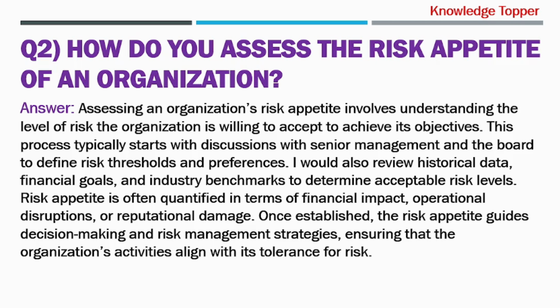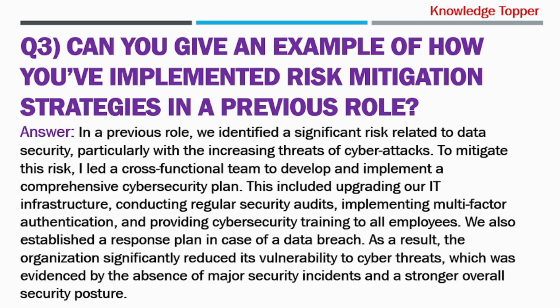So, how you can answer this particular question is that, well, assessing an organization's risk appetite involves understanding the level of risk the organization is willing to accept to achieve its objectives. This process typically starts with discussions with senior management and the board to define risk thresholds and preferences. I would also review historical data, financial goals, and industry benchmarks to determine acceptable risk levels. Risk appetite is often quantified in terms of financial impact, operational disruptions, or reputational damage. Once established, the risk appetite guides decision making and risk management strategies, ensuring that the organization's activities align with its tolerance for risk.